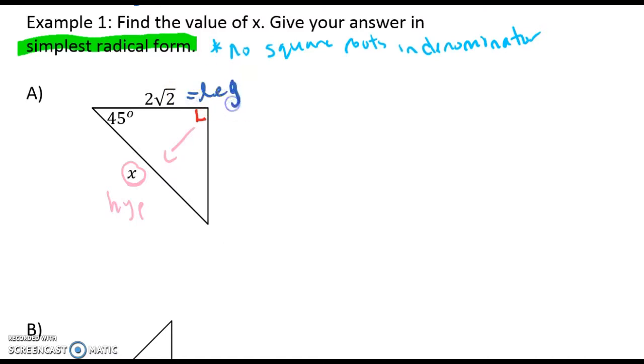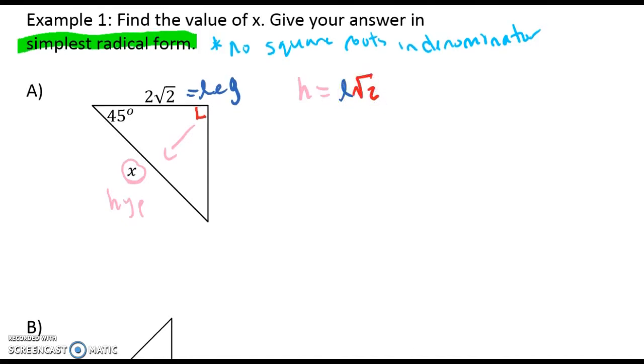Now what I can do is I can always start with the theorem and say, well, what do I know about the hypotenuse and the leg, right? Well, I know the hypotenuse, I'll just use h for hypotenuse. H is equal to leg times square root 2. And again, that's always going to be true with the 45, 45, 90 triangle. Alright, so now all we have to do is plug in our values and go through and solve.